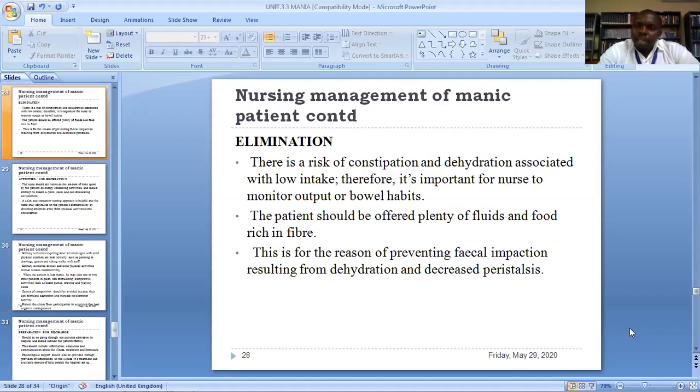The nurse must also think of elimination for this patient. There is a risk of constipation and dehydration associated with low intake of fluids and food. Therefore, it's important for a nurse to monitor output or bowel habits of this patient. The patient should be offered plenty of fluids and foods rich in fiber to prevent constipation. This is for the reason of preventing fecal impaction, as we stated, resulting from dehydration and decreased peristalsis.